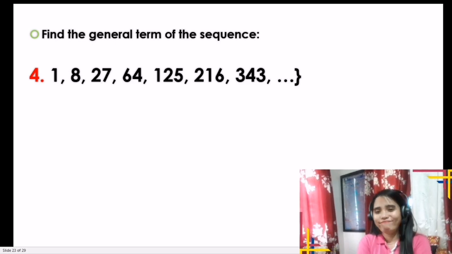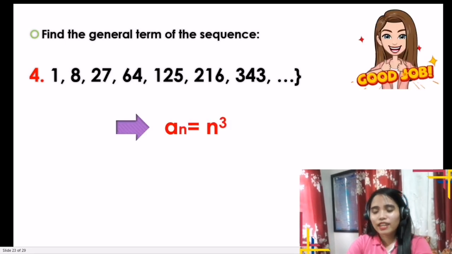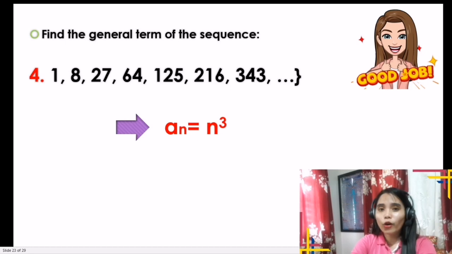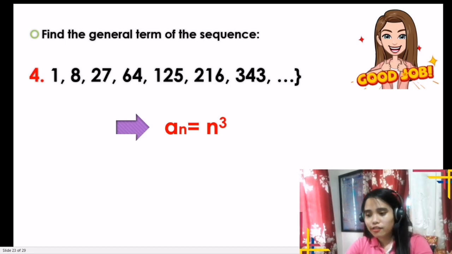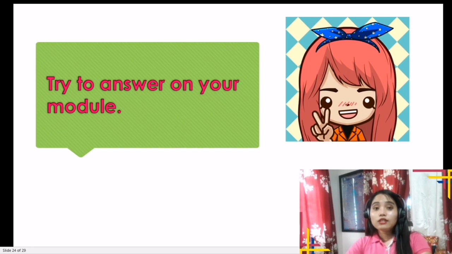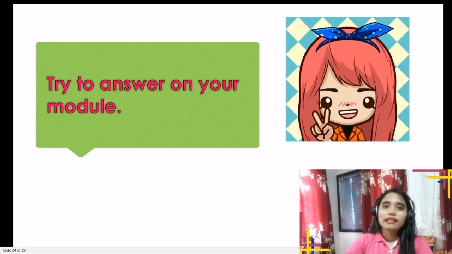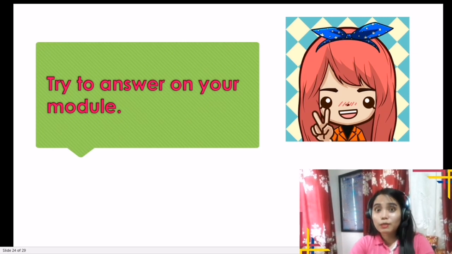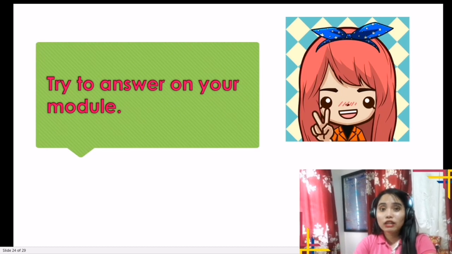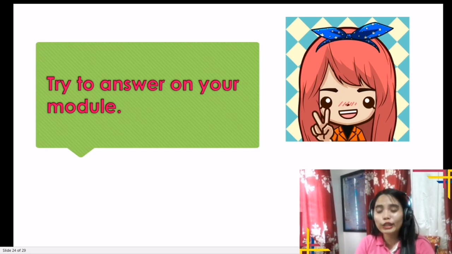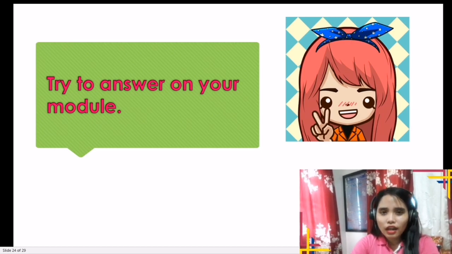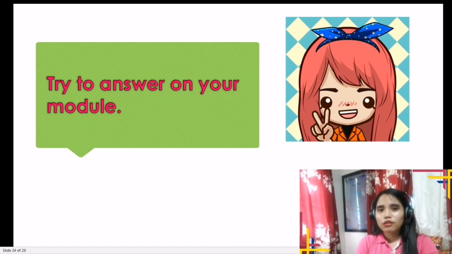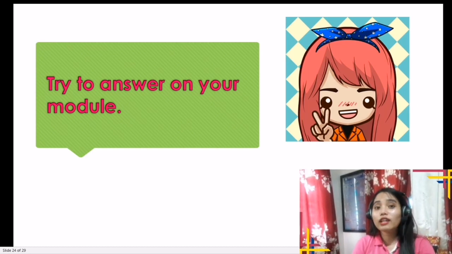Okay, how about this? Ano kaya? Okay, that's right. We have n cubed or n raised to the power of 3. Okay, so you can try to answer on your module. I know mas madali na siya ngayon because na-explain na. Okay? Kaysa yung kayo lang self-learned or independent learning ang ginagawa ninyo. But I am proud of you if nasagutan ninyo without any explanation. Of course, may iba naman na medyo nahirapan. That's why I'm here to help you.